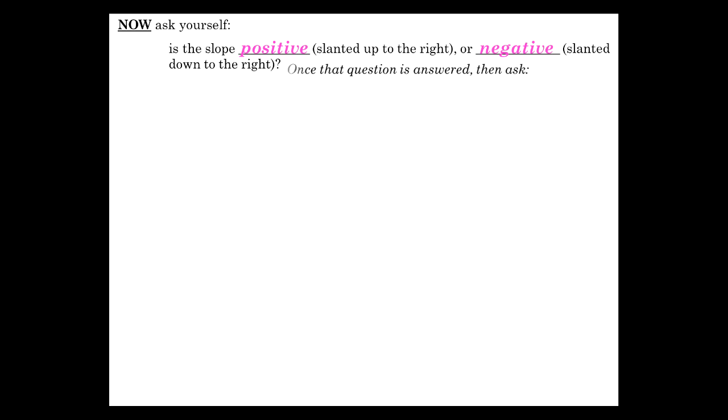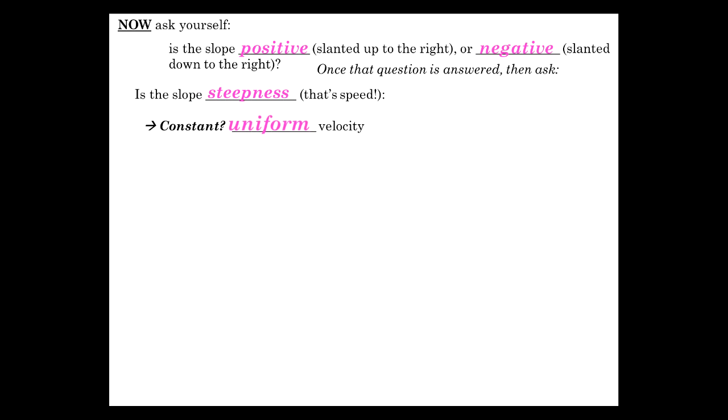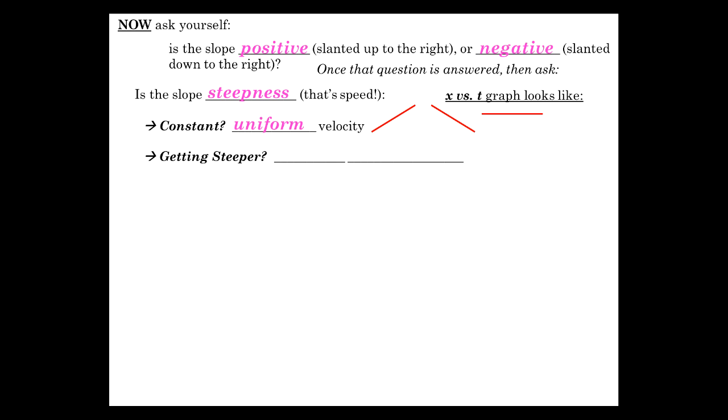Okay. So once you answer that question, then more about the slope. What's the slope doing? It's positive or negative, but is the steepness changing? Is it constant, which would mean uniform velocity? If the slope steepness isn't changing, the velocity is constant. In that case, there's basically three possibilities. It can look like this, that, up to the right, down to the right, or straight across.